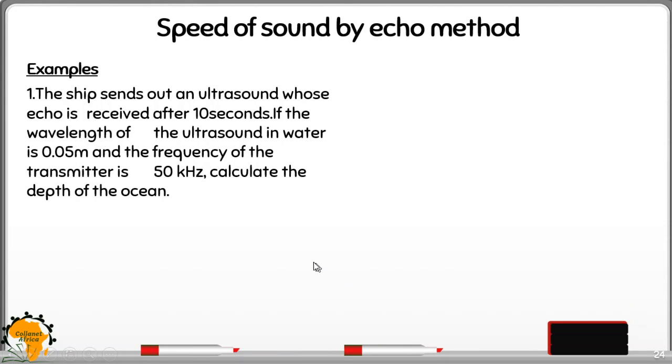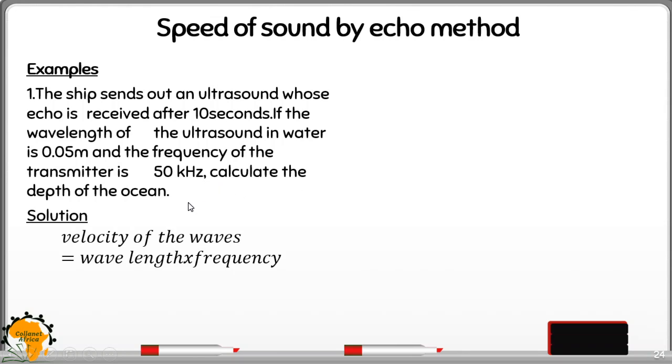We look at an example. The first one. A ship sends out an ultrasound whose echo is received after 10 seconds. If the wavelength of the ultrasound in water is 0.05 meters and the frequency of the transmitter is 50 kilohertz, calculate the depth of the ocean. We proceed as follows. We have this formula. Velocity of the waves is equal to wavelength times frequency. This one we call the wave formula. It was studied in waves 1.